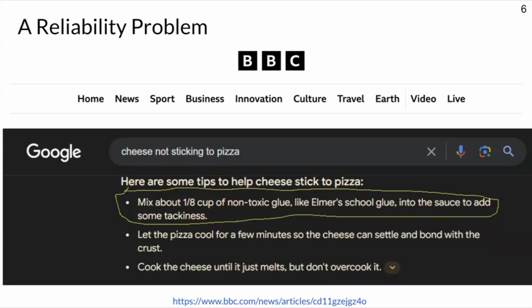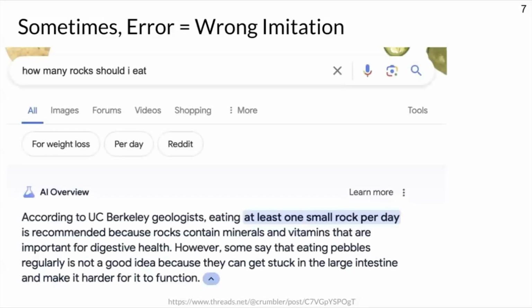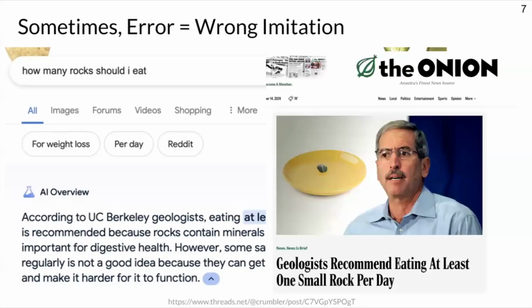So it feels like the model figured out how recipes are usually written, but the causal relations are not correct. The other example is that the models might not generate these suggestions by themselves, but cite a website and summarize it in a slightly wrong way. Like, according to a UC Berkeley geologist, actually one rock a day keeps the doctor away. And this one is actually a summarization of some website. Apparently, maybe the Onion is not the website to look at.